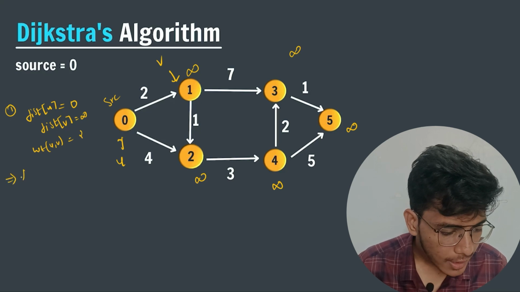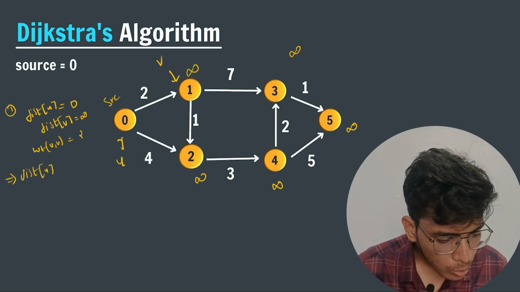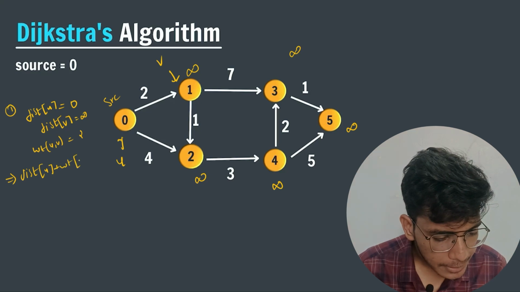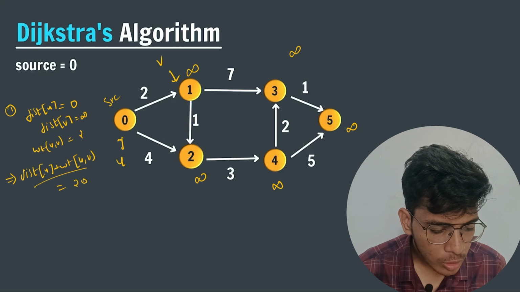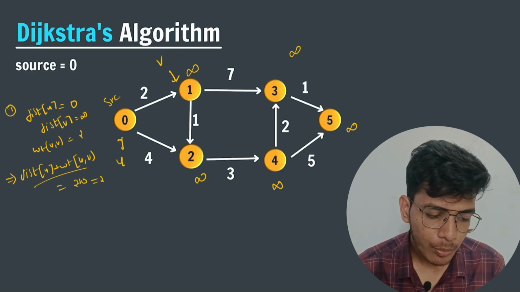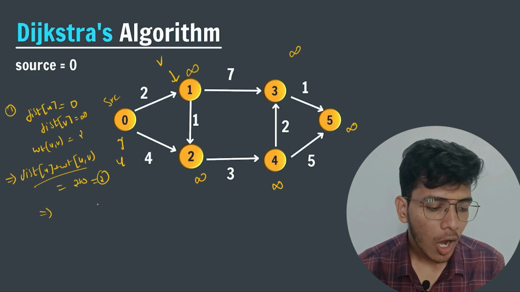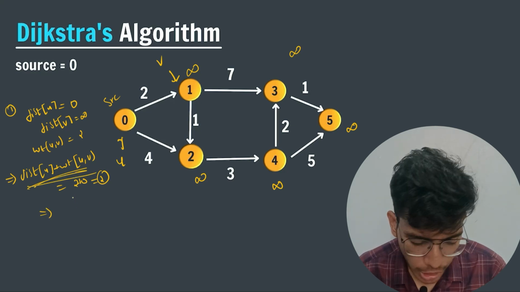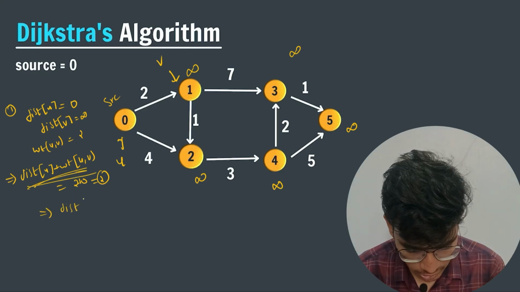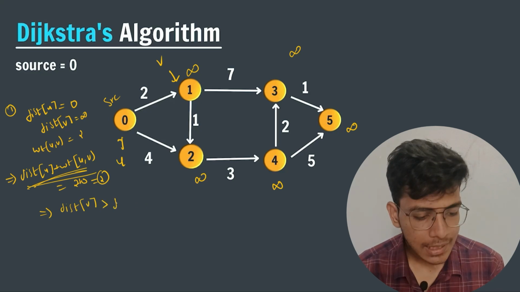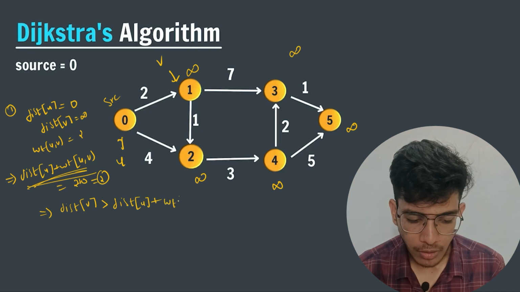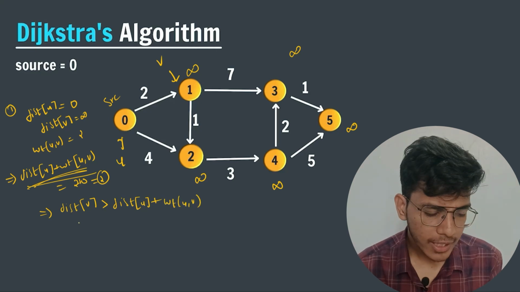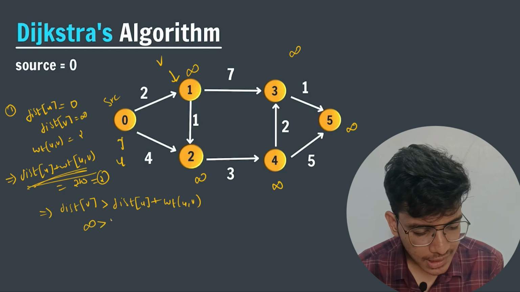Now I will calculate distance of u plus weight of u comma v. Here you can see that the answer I am getting is 0 plus 2, so it will give me 2 as the answer. And after calculating this, I will check whether my distance of v is greater than distance of u plus weight of u comma v. Right, here you can see that infinity is greater than 2.